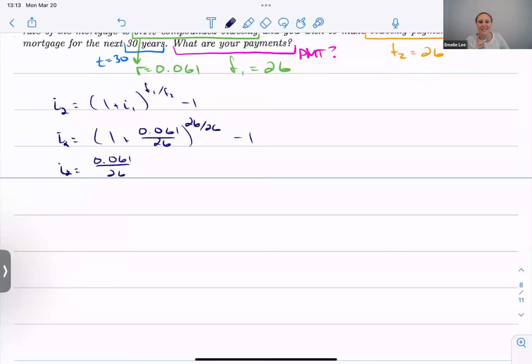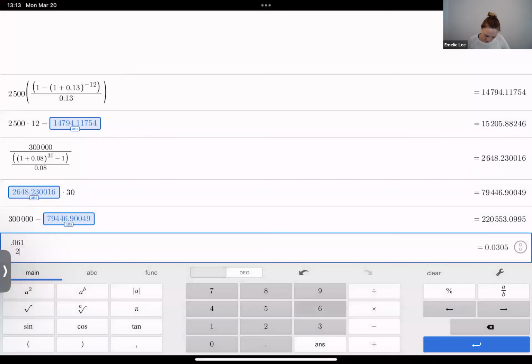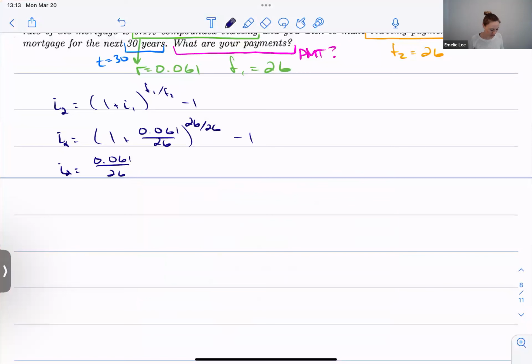I'm just going to see if that makes a nice number. I don't think it does, but I'll check. If it doesn't, I'm just going to keep it as a fraction. 0.061 divided by 26. Okay, it doesn't. So I'm just going to keep it as a fraction.